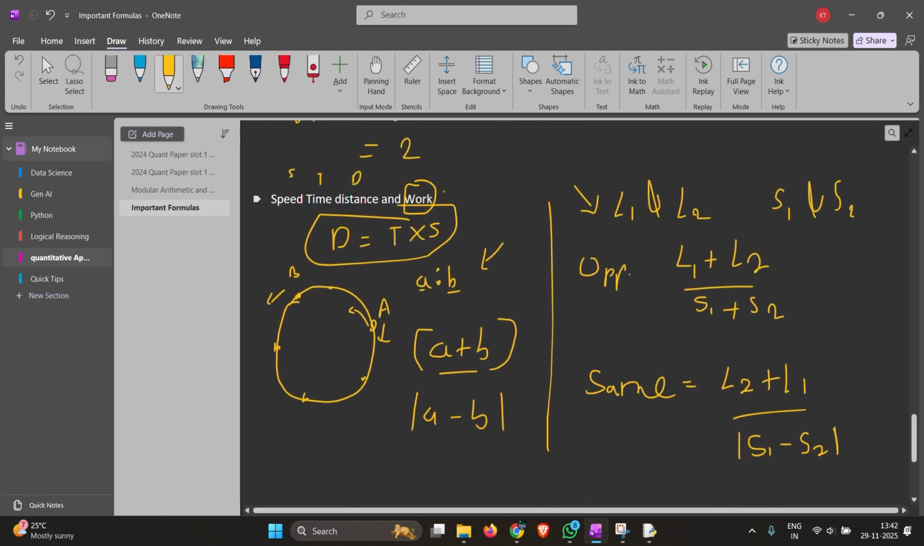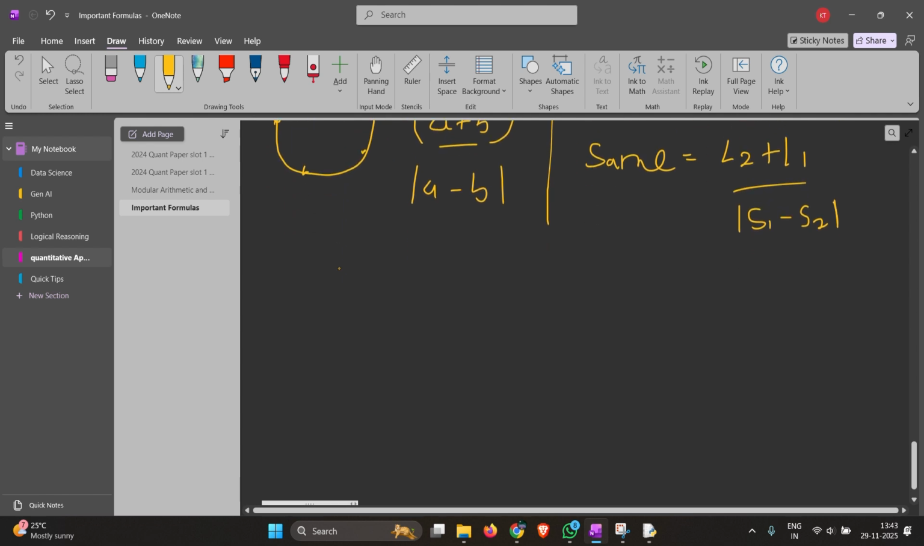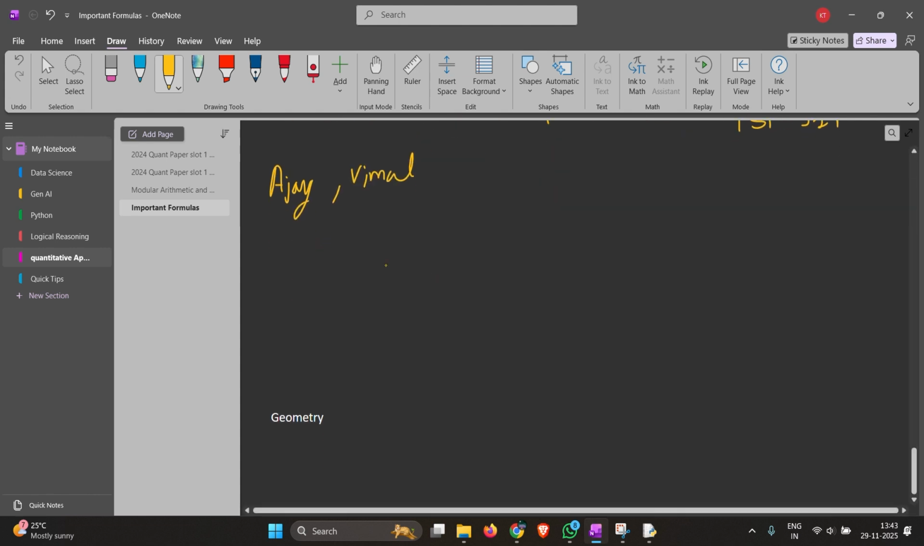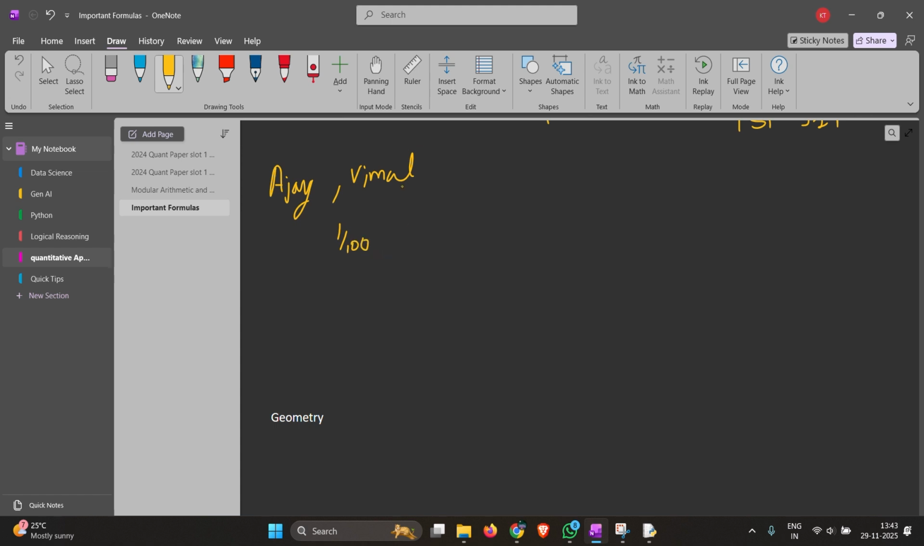And again, for questions involving work, where we have questions like Ajay completing this work in this many days, Vimal completing this work in this many days. Let's say you have two people, Ajay and Vimal, and they both complete the same work in different numbers of days. What you always want to do is find their efficiency. If Ajay finishes the work in 100 days, he completes 1 upon 100th of the work in 1 day. And if Vimal completes that work in 37 days, he completes 1 upon 37th of the work in 1 day.